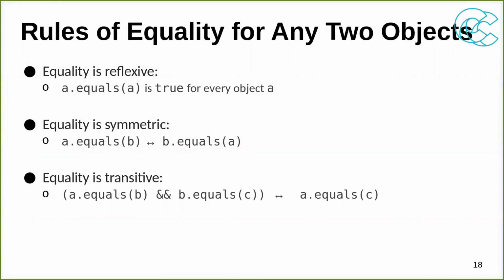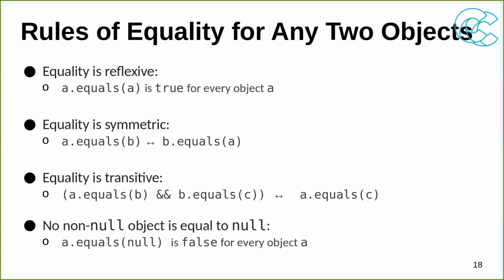So we'll just go over these basic rules. In terms of equality, equality is reflexive, so A should be equal to itself, and it is symmetric. So if A equals B, then B should also be equal to A, and it's also transitive. So if A equals B and B equals C, then A equals C. The other case that needs to be handled is a null case: A is not equal to null, and it's false for every object A. These are some of the basic rules, and they are pretty intuitive, right?